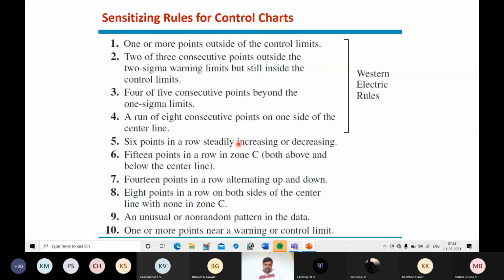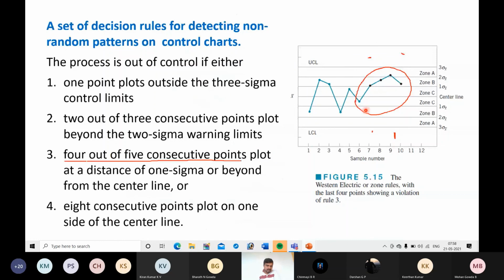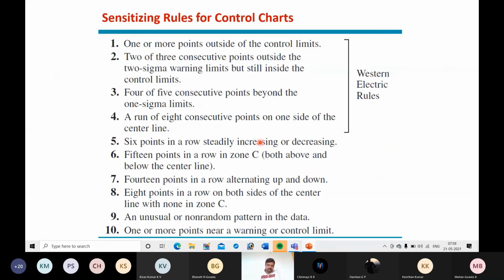Next, 15 points in a row in zone C, both above and below the center line. 14 points in a row alternating up and down. Suppose 14 points show a trend of up and down, even that is an indication. Next, an unusual or non-random pattern in the data, and 1 or more points near a warning or control limit. Whenever you are evaluating a control chart or want to draw conclusions on it, you can make use of these sensitizing rules.